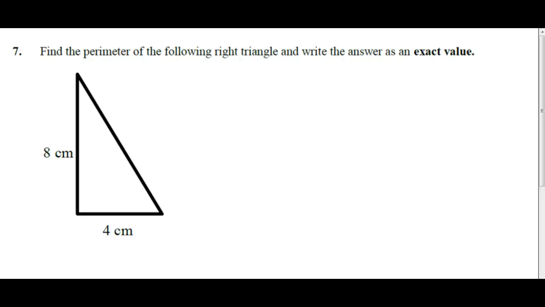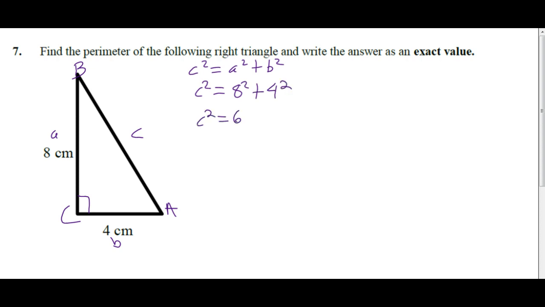Find the perimeter of the following right triangle and write the answer as an exact value. Notice how that's bolded, exact value. Okay, so if it's a right triangle, this is the right angle. It has to be, right? So we can call this triangle A, B, C, that's little c, little a, little b, and we can say c squared is equal to a squared plus b squared. So c squared is equal to 8 squared plus 4 squared. That's 64 plus 16. So c squared is 80, and c is the square root of 80.